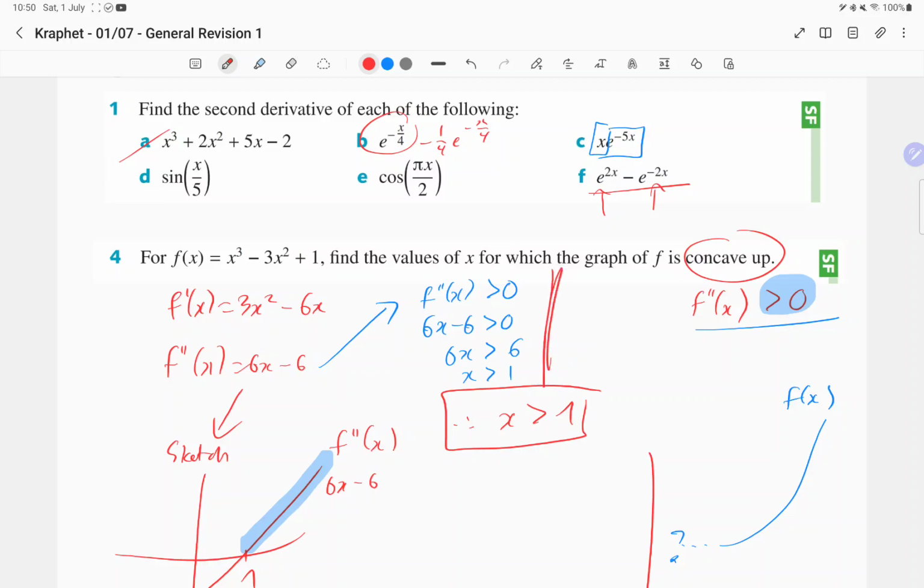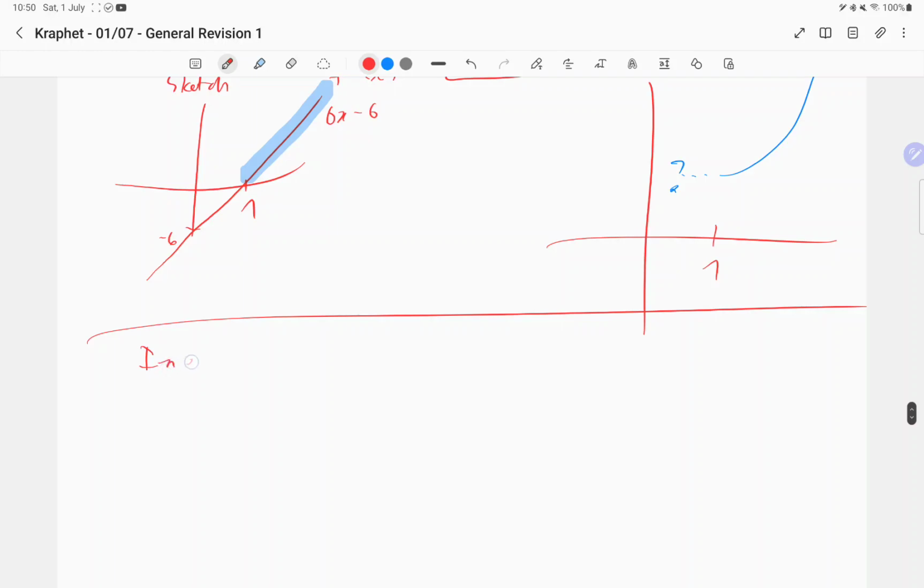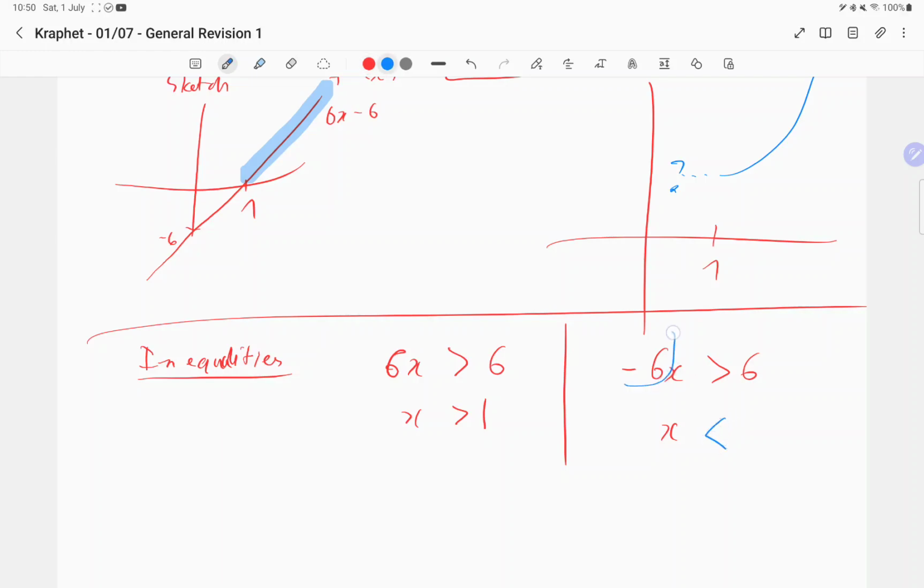Note that when you're solving inequalities, if you're dividing by a negative, you flip the sign. Remember that. So, a quick recap on inequalities. If you have 6x must be more than 6, then yes, x is more than 1. But if you have negative 6x is more than 6, then when you divide by negative 6, the answer is flipped around. x is less than negative 1.